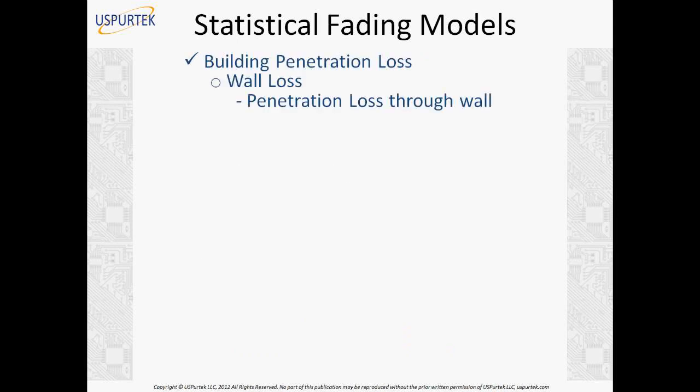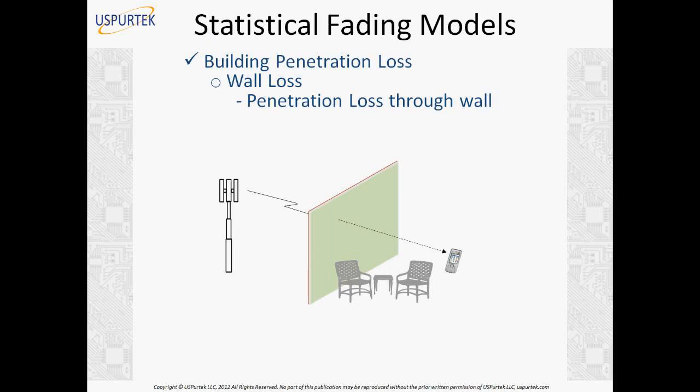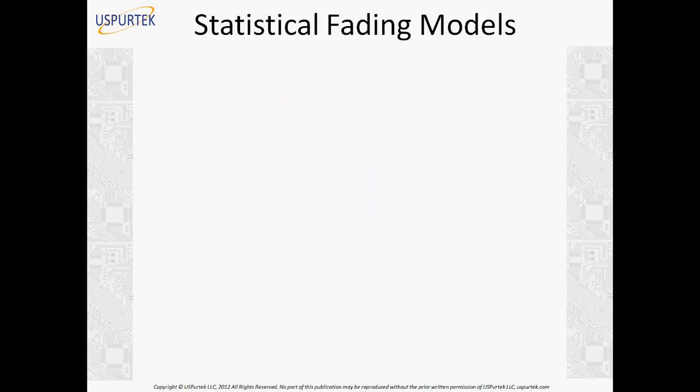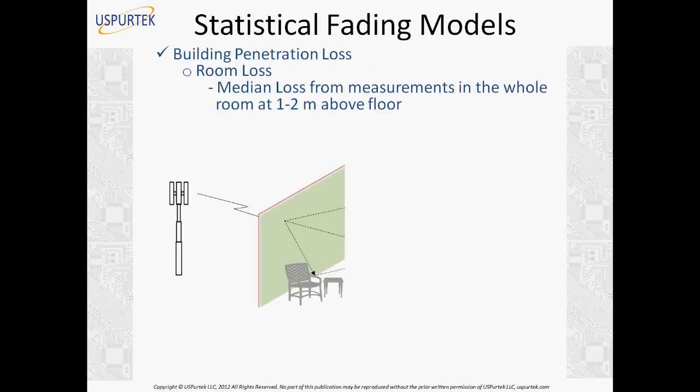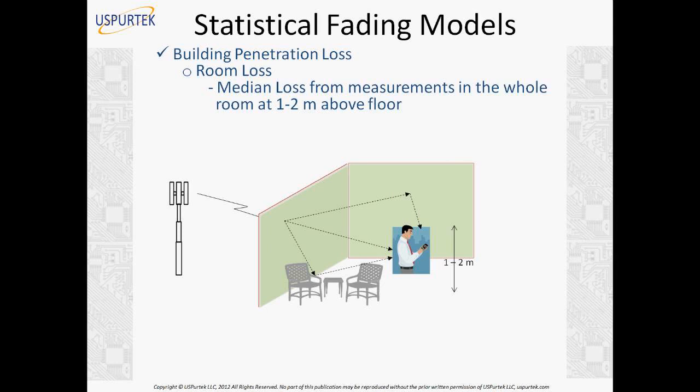Well, now we're coming to the building penetration loss. There could be losses through a wall. When the signal passes through a wall, there could be a wall loss. There could be a room loss, where once the signal enters the room, it suffers diffraction and reflection inside the room too.